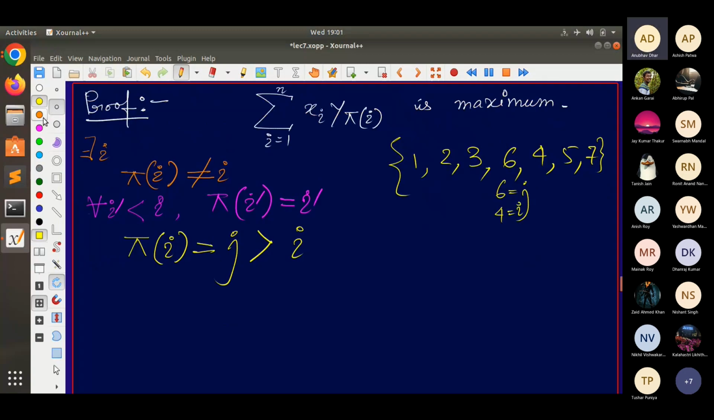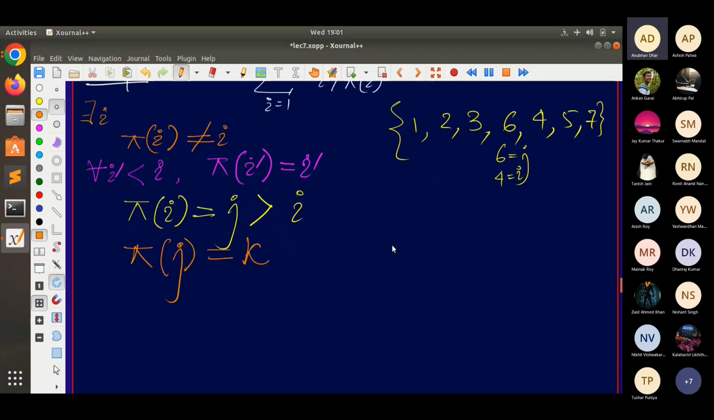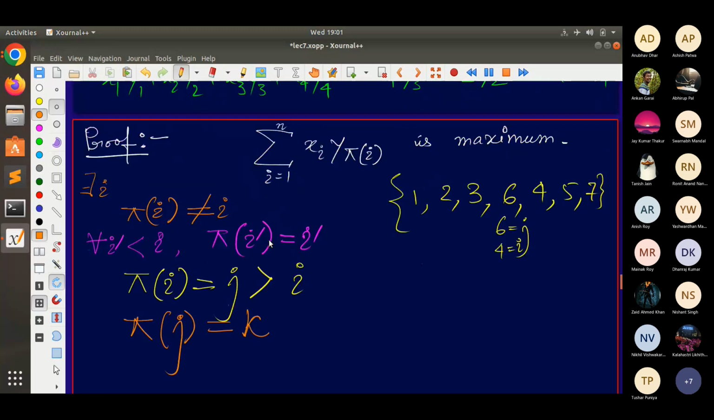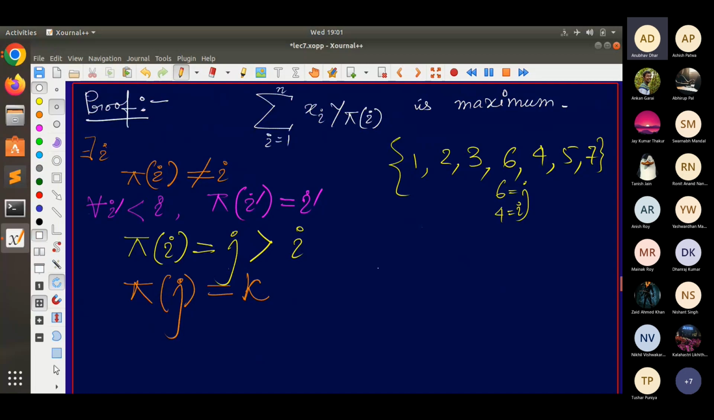Now what you can further do is, since this is a permutation of 1 to n, j is an integer between 1 to n, and hence a valid argument to the pi function. So you can actually talk about the pi of j and what it would be. Just assume that pi of j is k. Now what does this mean? This means that your sum over here has two terms, something like x_i y_pi(i), which is basically x_i y_j, and over here you have something like x_j y_k. Correct.